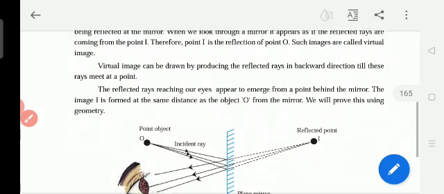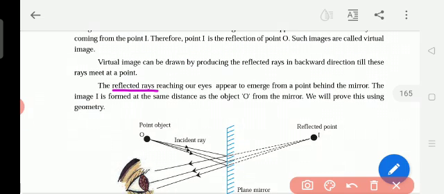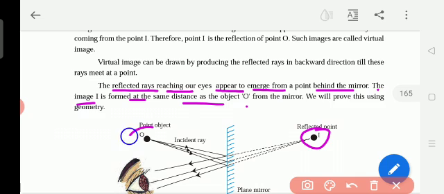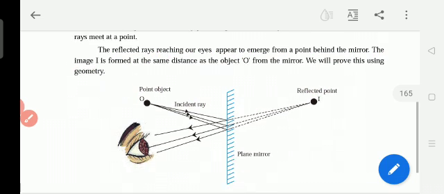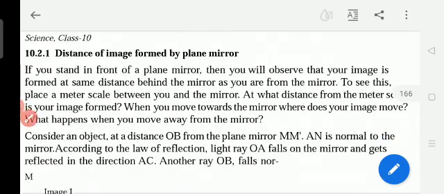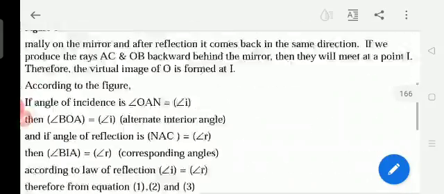That is why they say here, reflected rays reaching our eyes appear as though it is coming, not real, emerging from a point behind the mirror. The image I is formed at the same distance as the object O from the mirror. So how much distance, that much distance the image is also formed. We will prove this using geometry. Now, we will see the geometry here. This one, we will see now.